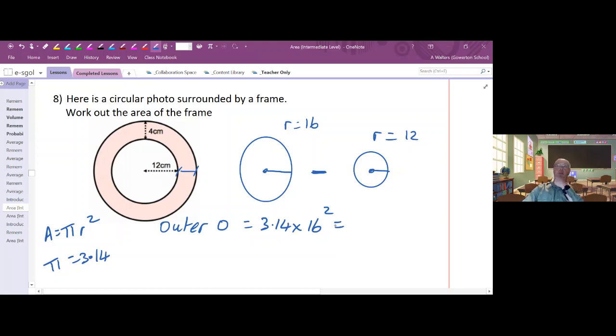You need a calculator to work that out. You could work out 3.14 times 16 times 16, or you could use the x squared key on your calculator. I've actually gone ahead and done that, and I've ended up with 803.84. Now, it's important to say we do not round at this stage. If I want, and we'll say today, I want all my answers to one decimal place, I do not round at that point. I save all my rounding to the end. So that's the outer circle.